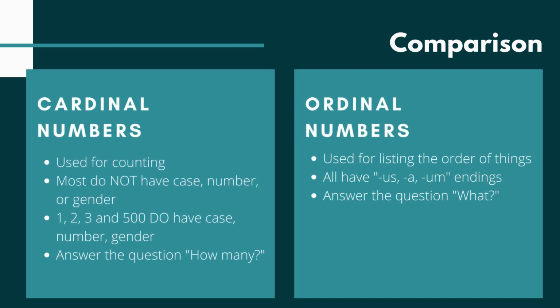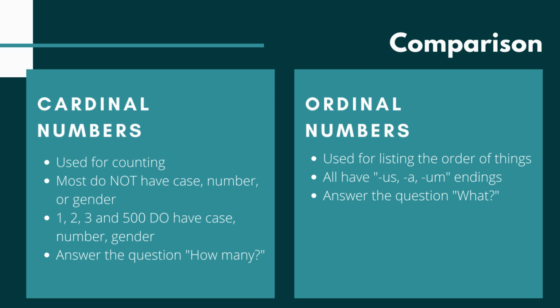So now we can take a pause and do a quick comparison, right? Cardinal numbers versus ordinal. What is the difference? Well, cardinal numbers are used for counting, right? Ordinal numbers are used for listing the order of things. So it's the difference between cardinal numbers, 1, 2, 3, and ordinal numbers, first, second, third. For cardinal numbers, most of them do not have case, number, gender, right? Except for 1, 2, 3, and 500. For ordinal numbers, they all use that usa ending. So you're going to treat them as first and second declension adjectives.